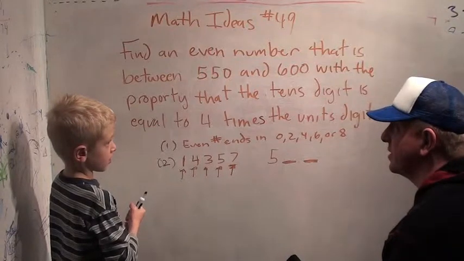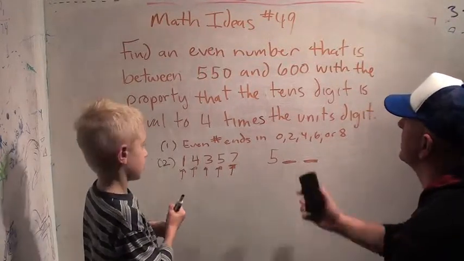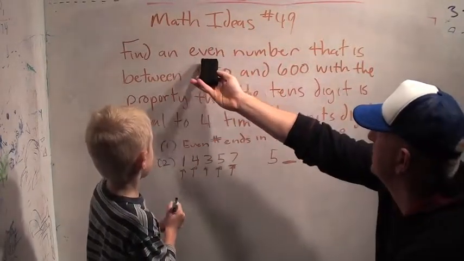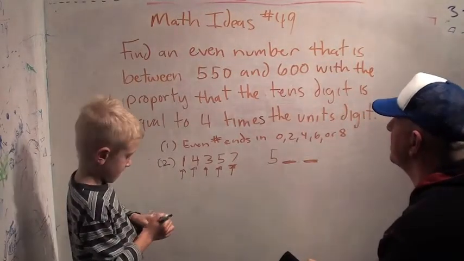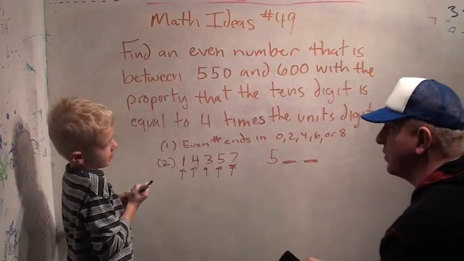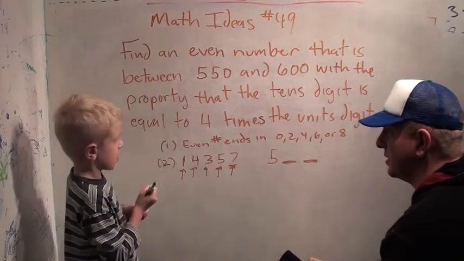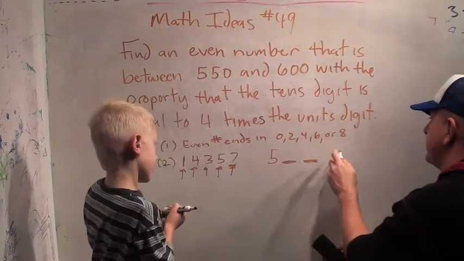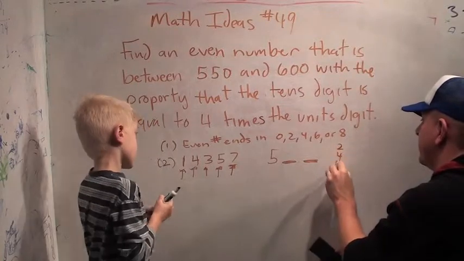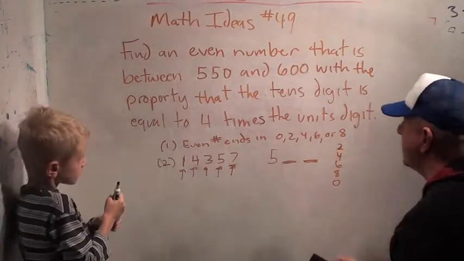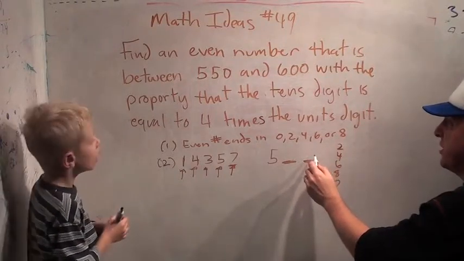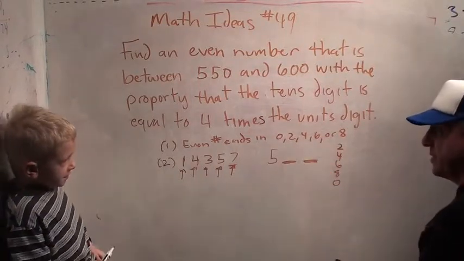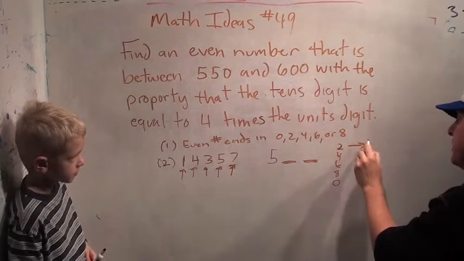Well, what do we know about this number? It's even. So we're finding an even number. What can the units digit be? 2, 4, 6, 8, or 0. Okay, so if the units digit was 2, the tens digit is 4 times that. So if the units digit was 2, what would the tens digit be?